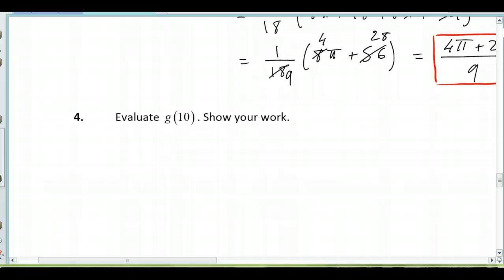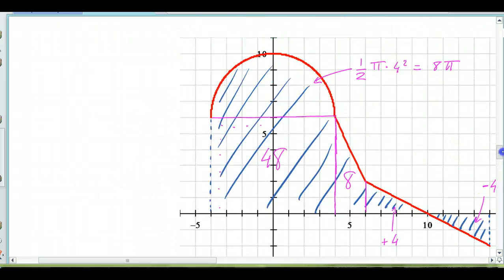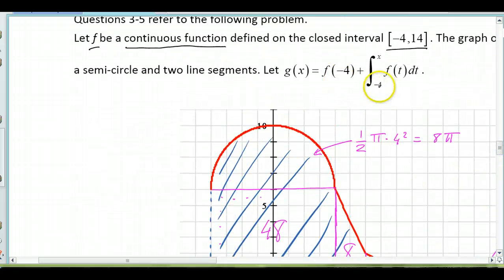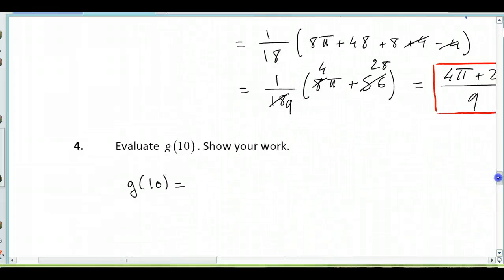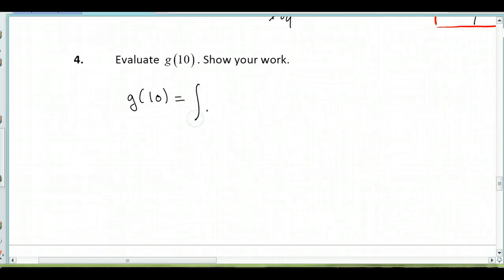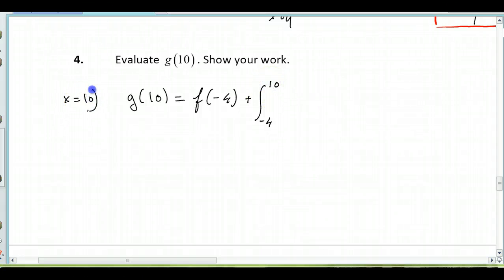All right. Next question. g of 10. g of 10 equals, well, what's g of x? g of x is f of -4 plus the integral from -4 to x. So f of -4 plus the integral from -4 to x, so here x is 10, right? x equals 10, of f of t dt.